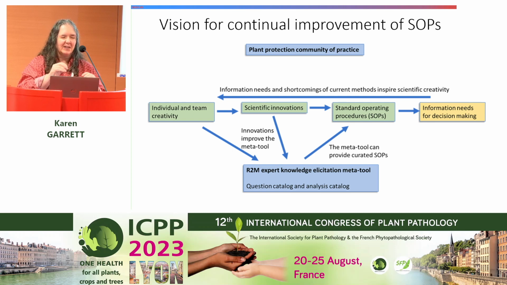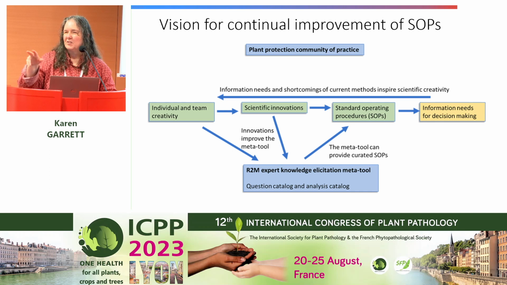procedures, but then there can be individual and team creativity feeding into that, and then where the standard operating procedures come up short, there can be a feedback to, again, generate individual and team creativity to keep improving tools. So that's part of what we were thinking about, for example, with the expert knowledge elicitation tool, that you could keep incorporating people's good ideas about how to improve the questions as a community resource.